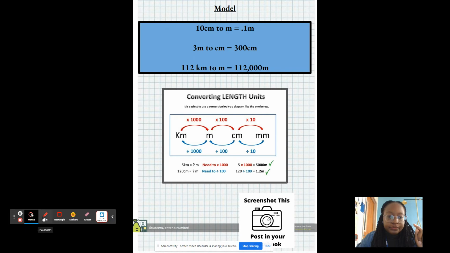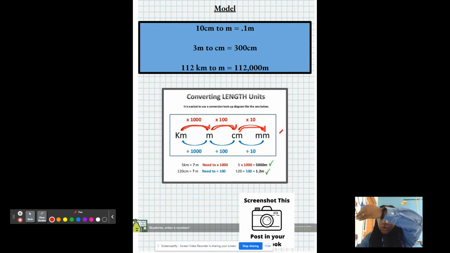Kilometers to meters, we're going to multiply by 100. Meters to centimeters, we're going to multiply by 100. Sorry, I said 100. Kilometers to meters, we're going to multiply by 1,000. Meters to centimeters by 100. Centimeters to millimeters by 10. So if we're going big to little, we're going to be multiplying, because if you have a big thing and you're trying to convert it to something small, you're going to need more of those small things to make up that big thing.